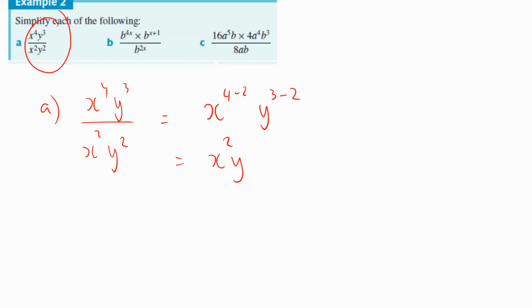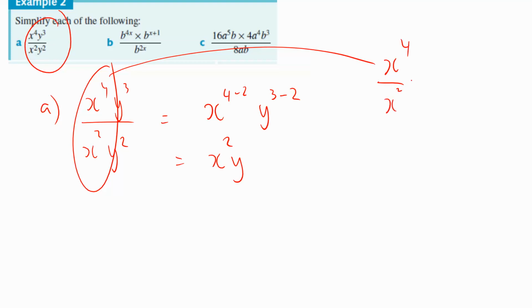Why do we take away? Yeah, you could take it talking about the x's. So if you expand both. Expanded both, yes, I've got x times x times x times x.